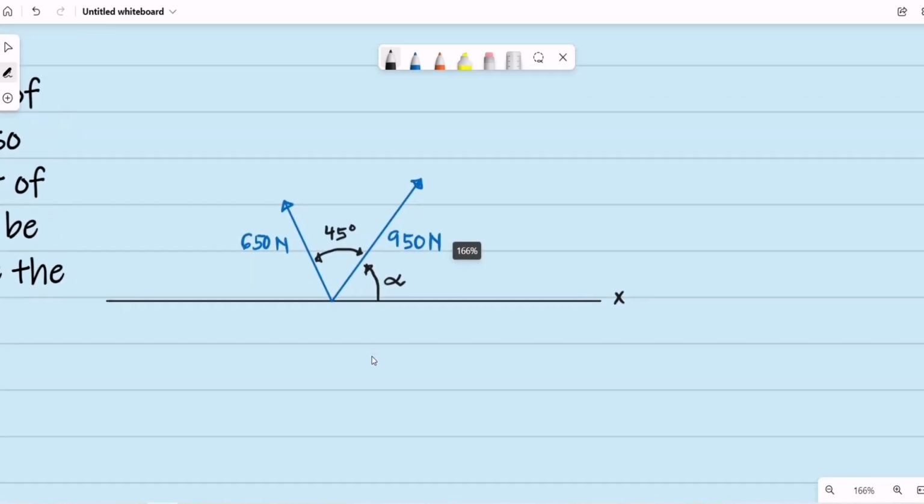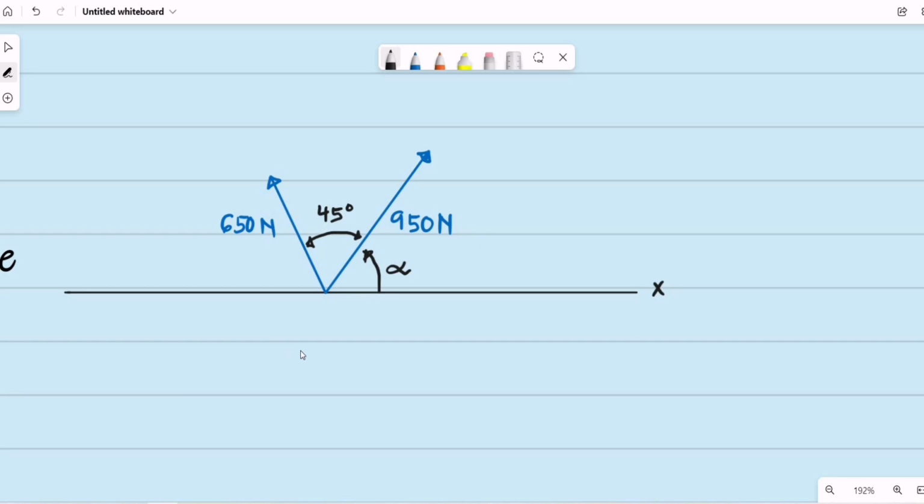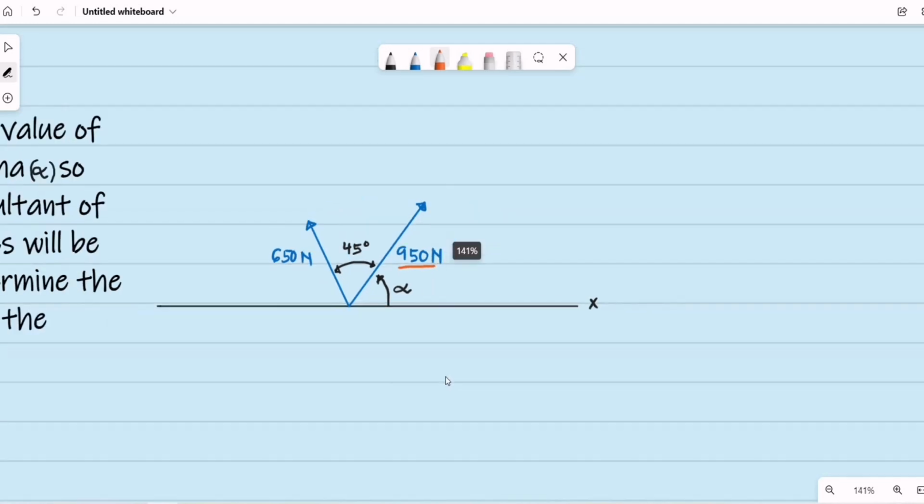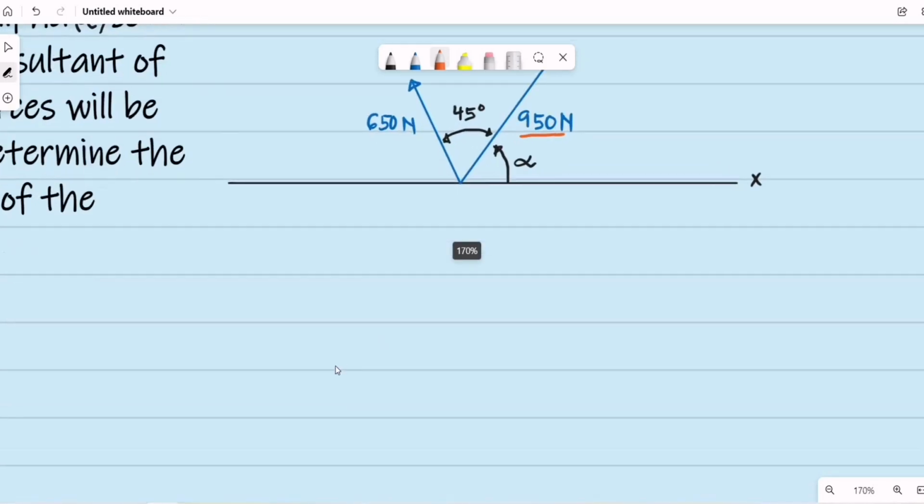So we have two forces, 650 newtons and 950 newtons. The angle between these two forces is 45 degrees, and the angle from the x-axis to the 950 newtons is an unknown angle alpha. So let us use the triangle method.